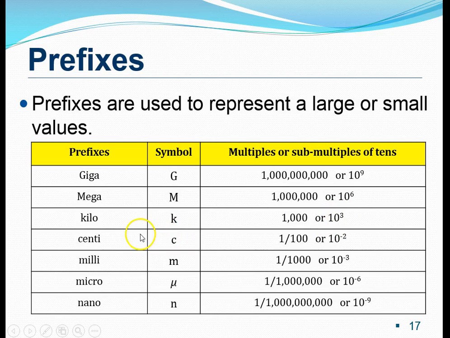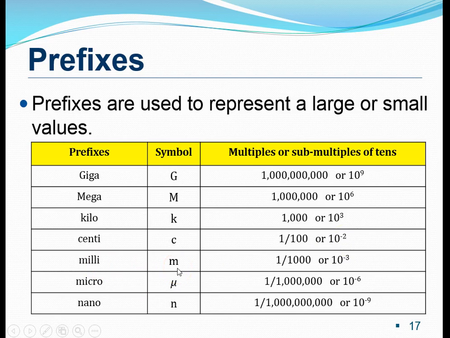Now, we move on to prefixes which are used to represent small numbers, in particular fractions. Centi, the symbol small c, is used to represent a fraction of 1 over 100. In other words, we can rewrite this as 10 to the power of negative 2. The negative here denotes that it's a fraction, and there are 2 zeros here, therefore it becomes 2.